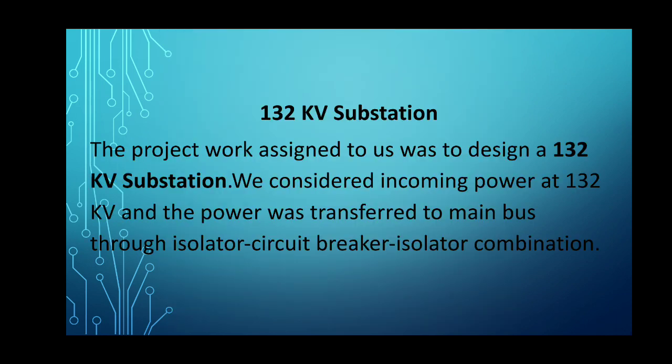Next we have to see the 132 kV substation, which has the incoming power at 132 kV, and the power is transferred to the main bus. Then this power is transferred through the bus isolator and circuit breaker isolator as a combination. So the 132 kV power is transferred to the main bus through the isolator, circuit breaker and isolator combination.